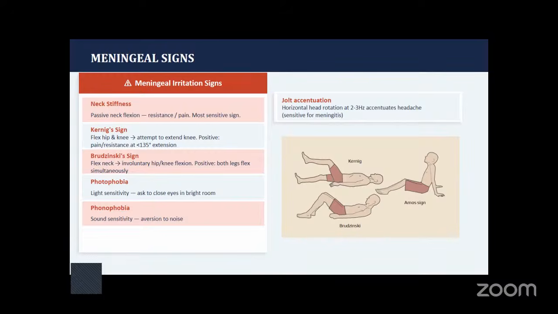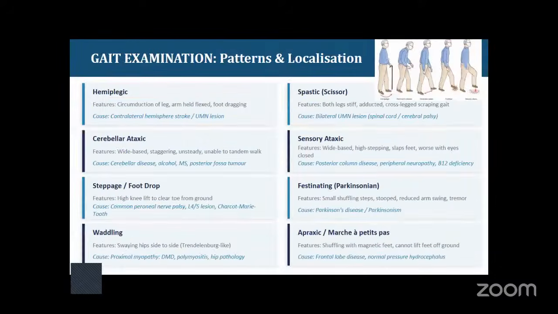The presence of photophobia and phonophobia are both positive for meningeal irritation in this type of patients, but of course you have other things that can cause those two things. Jolt accentuation is basically any movements of the head suddenly that can cause pain, or in this case, you're just trying to irritate the meninges.